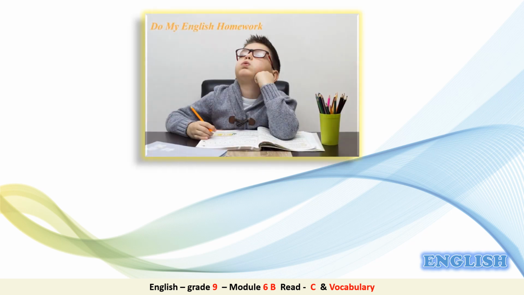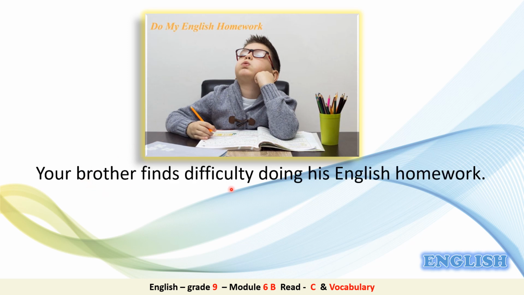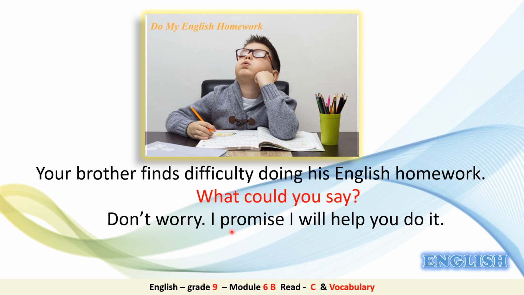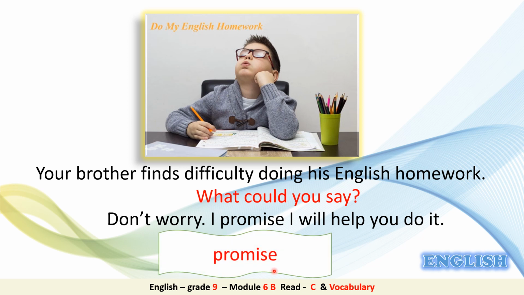Now let's have a look at this picture. This boy has to do his English homework. Let's read the situation. Your brother finds difficulty doing his English homework. You want to help him. What could you say? Let's read. Don't worry, I promise I will help you do it. So in this sentence we use the word will. This is another use of will, which is to give promise. In promises we use will.